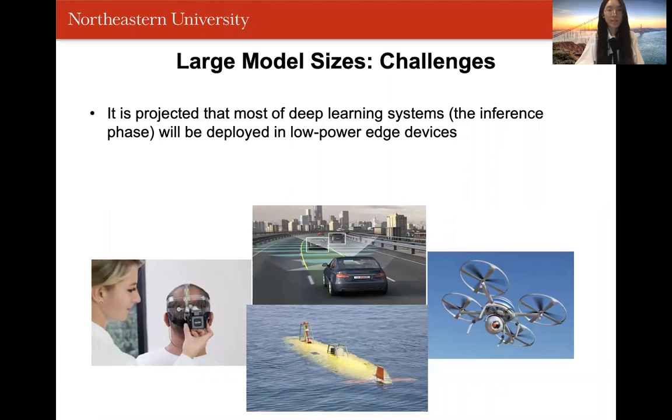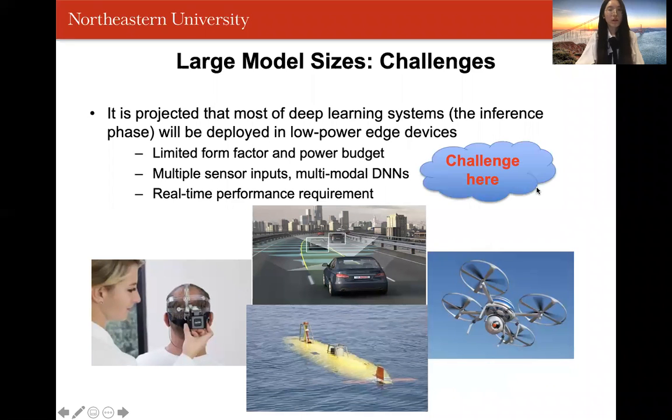Nowadays, we have seen the successful application of deep neural networks in many areas. And along with the great success is the ever-increasing model sizes. The large model sizes have brought multiple challenges. It's projected that most deep learning systems will be deployed in low power edge devices. Edge devices usually have limited form factor and power budget. Furthermore, they may require multiple sensor inputs and multimodal DNNs. And the applications will usually have real-time performance requirements.